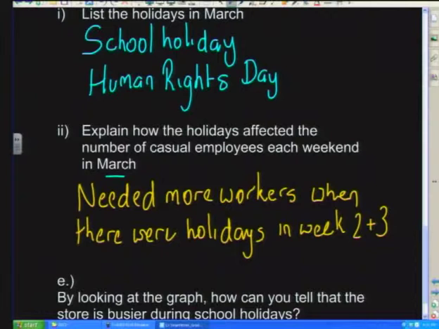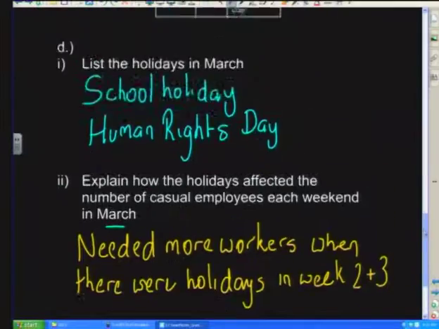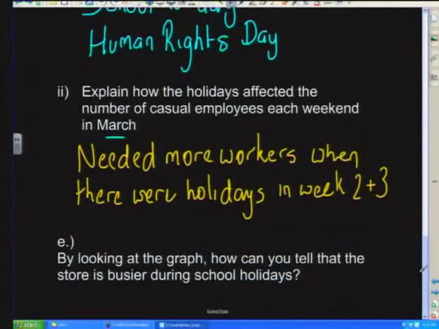And that's how it affected. And we can see this because the graph is increased. Then finally, by looking at the graph, how can you tell that the store is busiest during the school holidays? Right, now we go back to find where our school holidays are. And busiest during school holidays.